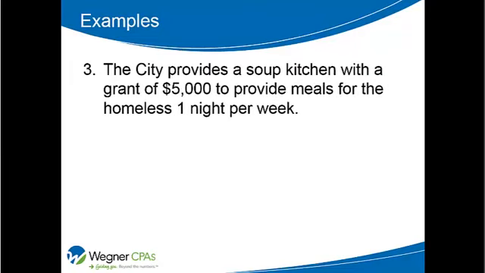And then finally, the city provides a soup kitchen with a grant of $5,000 to provide meals for the homeless one night per week. So is this an exchange, contribution, or both? In this example, this is a contribution. Again, the city is the payor. The city is not getting any direct benefit from this $5,000. There is general public benefit, but the city is not getting a direct benefit, and therefore this would be recorded as a contribution.